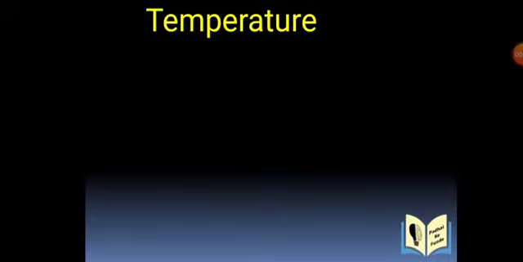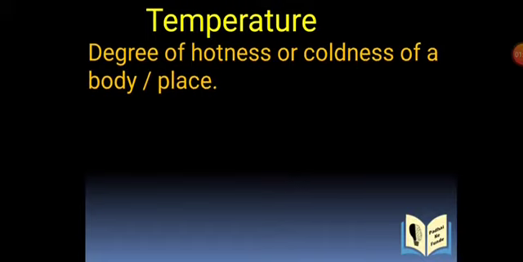Regarding temperature, if the temperature is more, then we say heat is there. So heat and temperature are relative terms. Temperature is the degree of hotness or coldness of a body or a place. That means if the object is too hot, then we say its temperature is more, and if the object is cold, then we say its temperature is less.